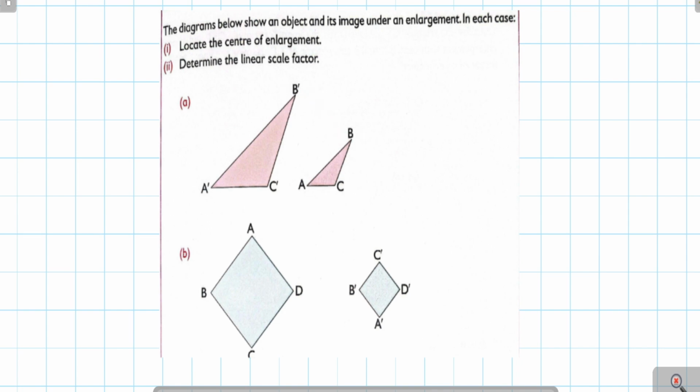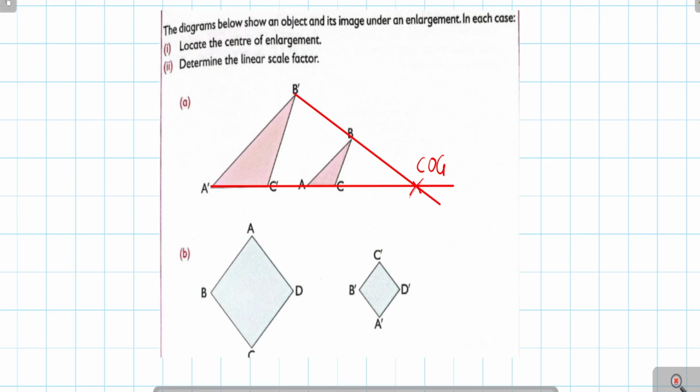Again, it's two line yake kubwa. Connect the B to the B prime. So you extend it. Then connect the A with the A prime and then also extend it. Now if you connect the C to the C prime, the line will be just the same. So pale ambapo itakapokutana ndo center of enlargement yako. So your center of enlargement, that is your center of enlargement.